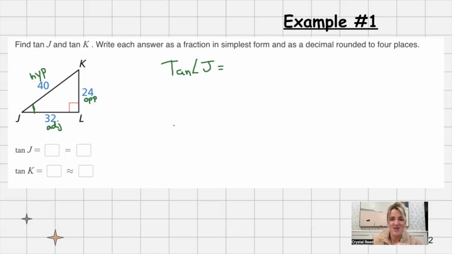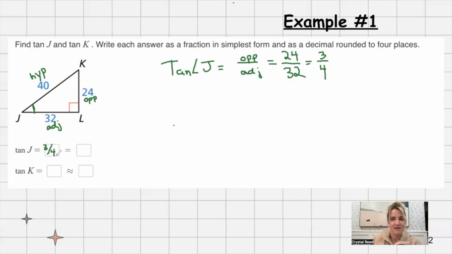Tangent of angle J is going to equal always the ratio of the opposite side over the adjacent side. So opposite over adjacent. Let's plug in this stuff. Tangent of angle J is going to equal the opposite side, which was 24, over the adjacent. Again, tangent's always opposite over adjacent. 24 over 32. We're going to reduce that. So 8, 16, 24. 8 goes into 24 3 times. 8, 16, 24, 32. 8 goes into 32 4 times. So 3/4 is my fraction.